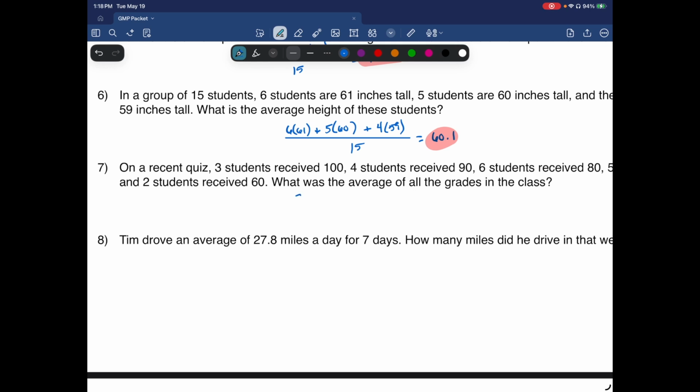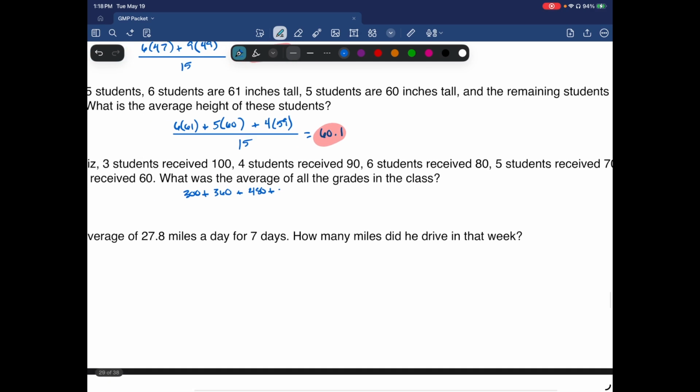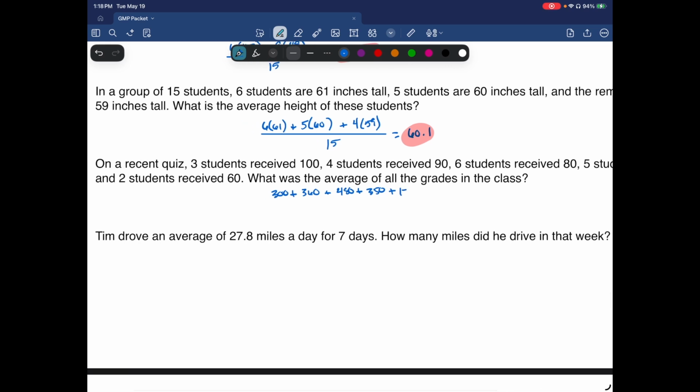3 times 100 is 300. 4 times 90 is 360. 6 times 80 is 480. 5 times 70 is 350. And 2 times 60 is 120. So you could have done it like we did in the last 2 problems, or you could do it like this.